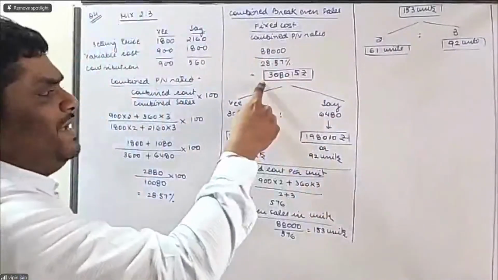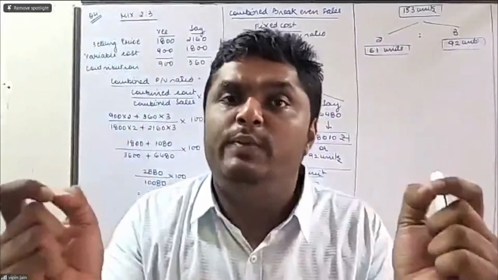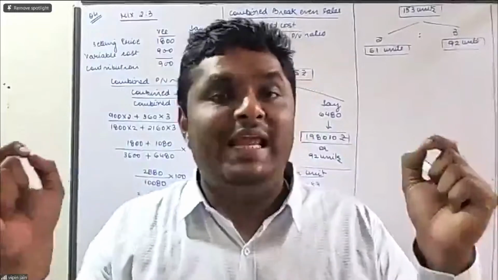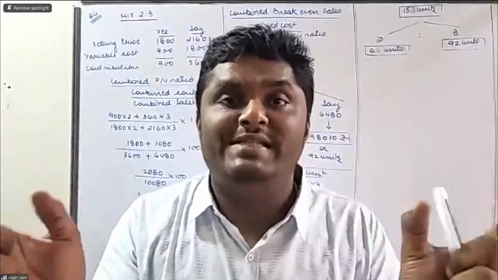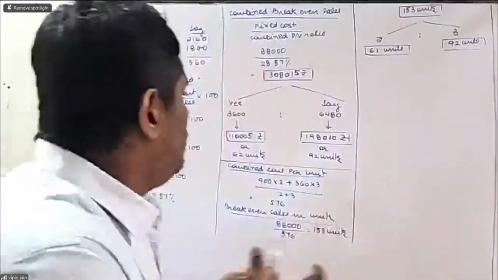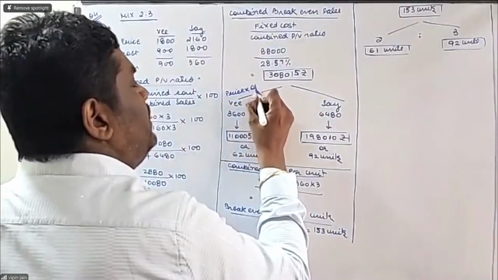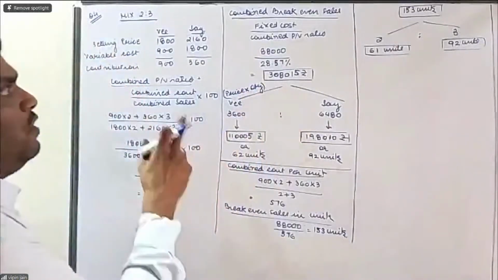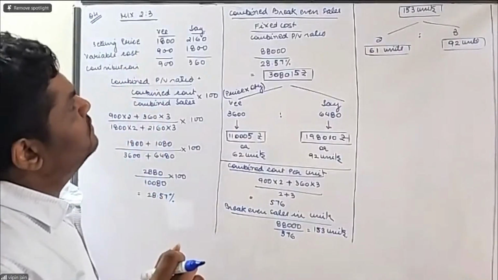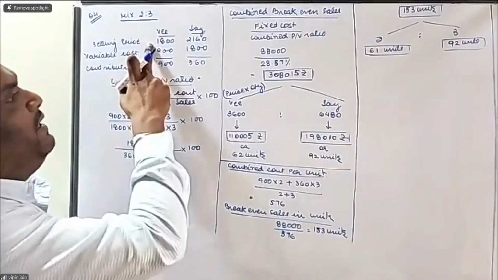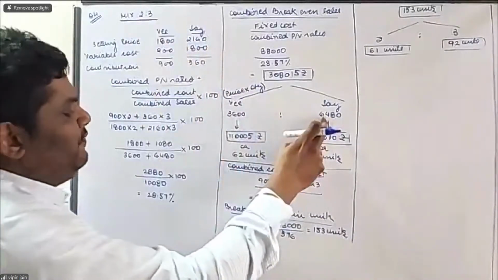So here, since it is my sales, if we want to distribute this break-even sales, it will be distributed not in the ratio of selling price, not in the ratio of quantity. It will be distributed in the ratio of sales. That is the impact of price and quantity both. Price into quantity. So when talking about price and quantity, it is 1800 into 2, that is 3600, and 2160 into 3, that is 6480.